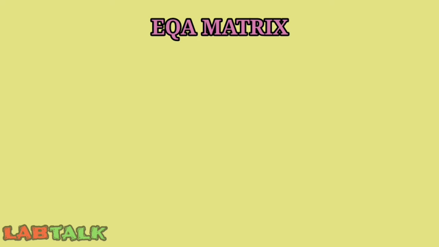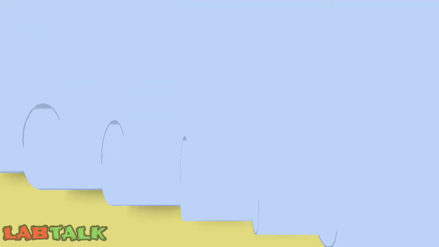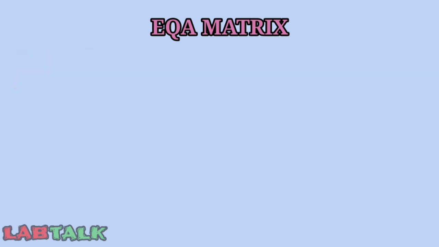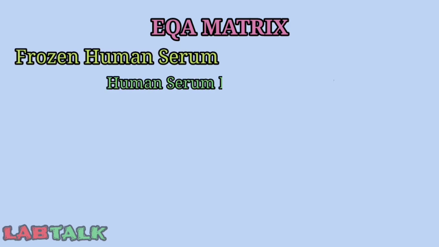Now, what are the types of matrix that are available in EQA material? The first one is frozen human serum, then lyophilized human serum, and stabilized liquid serum. We will see all these materials one by one. First of all, let us see what frozen human serum is. It is human serum, and the liquid is frozen directly, which is called liquid frozen material.